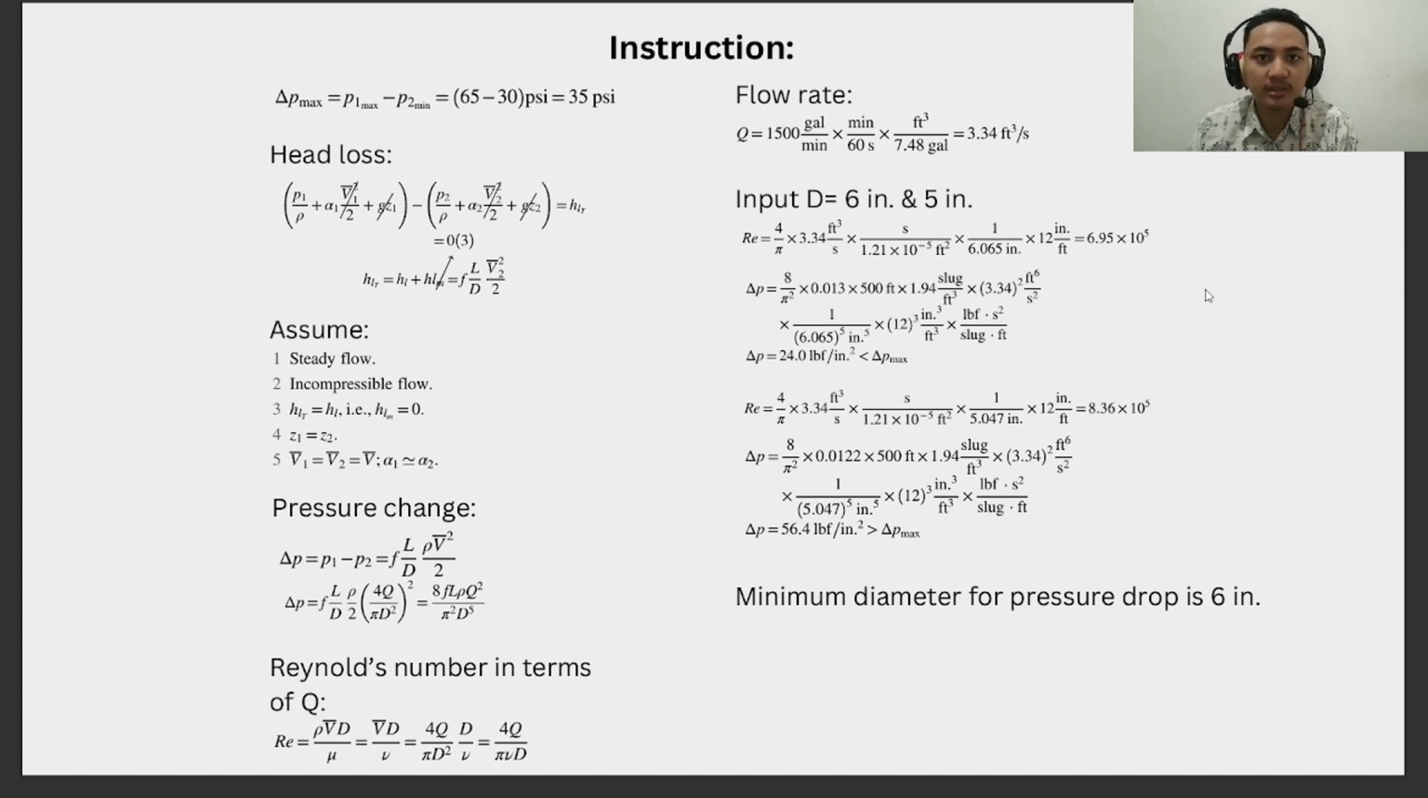And then we input D equals 6 inches and 5 inches. And then we get that the 6-inch diameter shows that it has a pressure change under the maximum pressure change, and the one with the 5-inch diameter has a pressure change above the maximum pressure change, which means the minimum diameter for pressure drop is 6 inches.